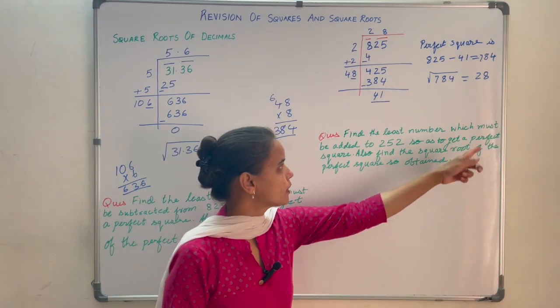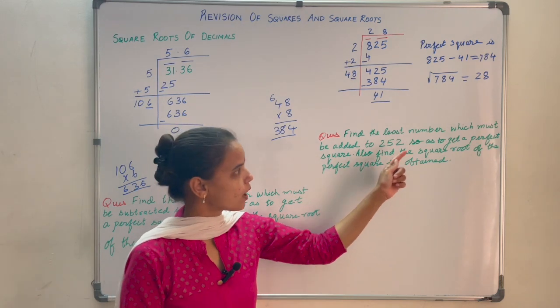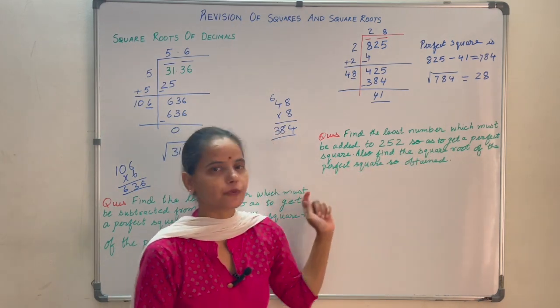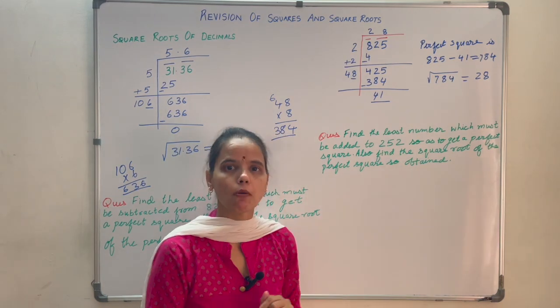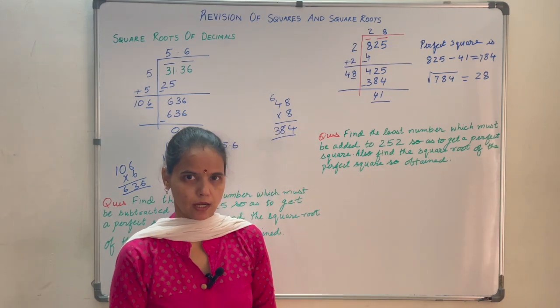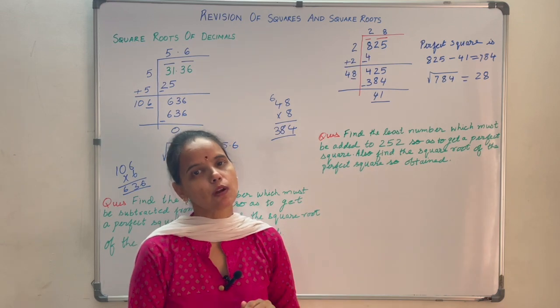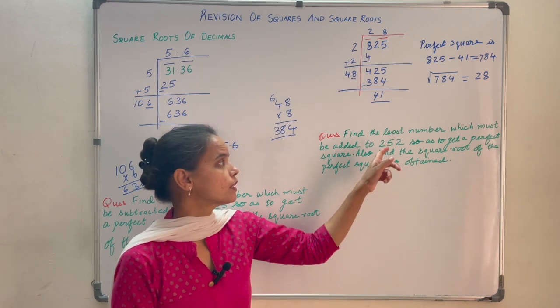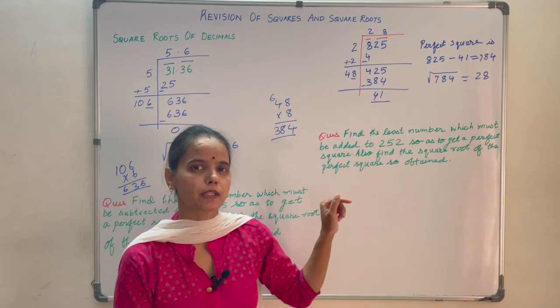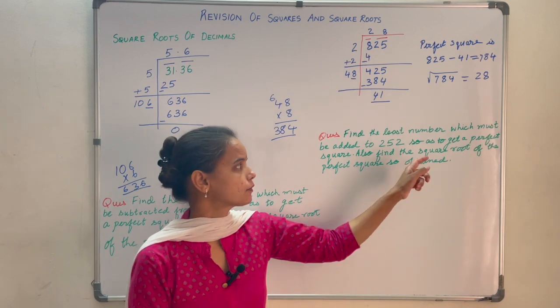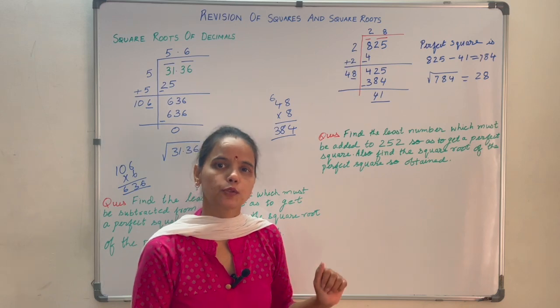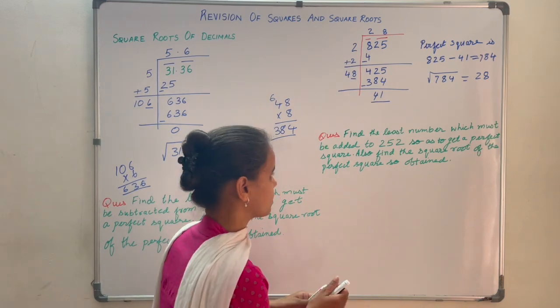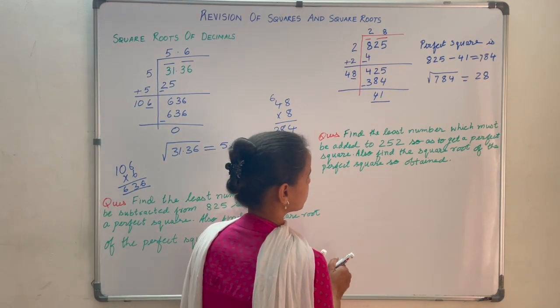Find the least number which must be added to 252 so as to get a perfect square. Also find the square root of the perfect square so obtained. So here the question is telling you that 252 is not a perfect square. You need to add some number to it to make it a perfect square. After that you need to find the square root of the perfect square so obtained. To do this we have to use the division method.